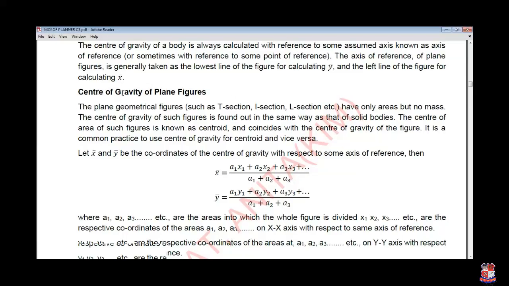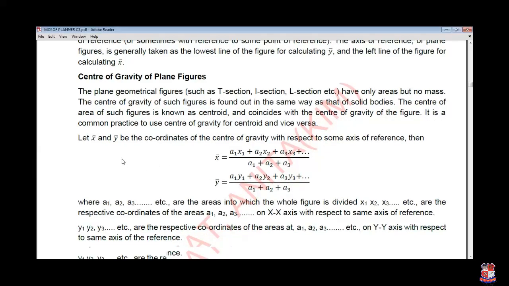Okay, so center of gravity of plane figures. Plane geometrical figures like T, L, I, Z have only area but no mass. So you can call it centroid or center of gravity, it is vice versa. Center of gravity is found out in the same way as for a solid body. The center of area of such a figure is known as a centroid. Generally it is termed centroid, and it coincides with the center of gravity of the figure. So in most common practice, center of gravity is used for centroid and vice versa.